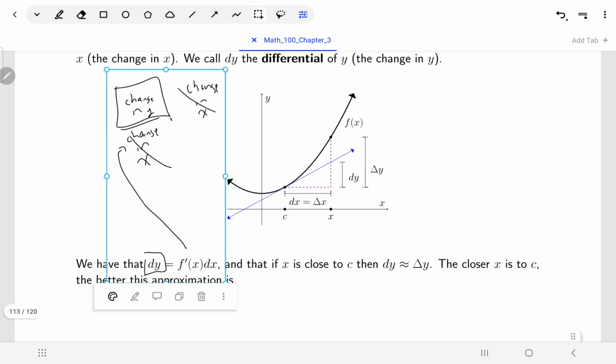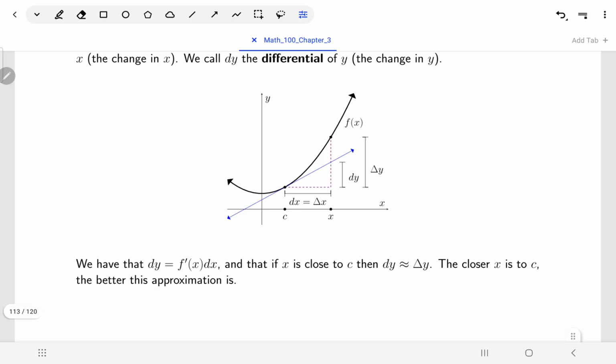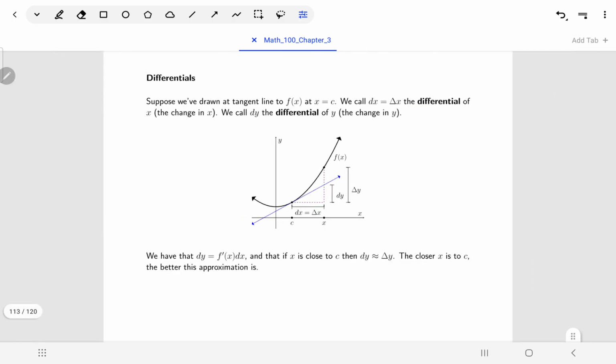So we're going to use this as a way of doing an approximation now. We can say, well, if we're interested in approximating how much of a change we've got in the y values, I can say the change in the y value on my tangent line should be approximately the same as the change in the y value on my function. And since I can easily calculate the change in the y on my tangent line, I can use that to approximate the change in the y value for my function.